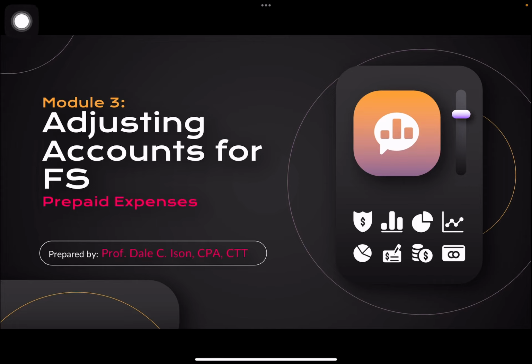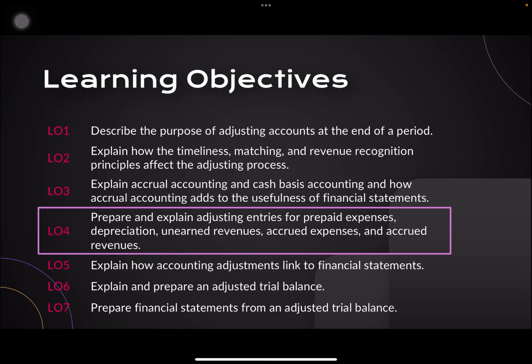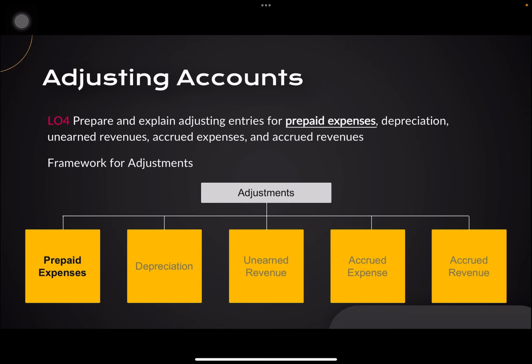For this session, we will be talking about adjusting entries for financial statements, specifically prepaid expenses. So we would like to explain and prepare the adjusting entries for this topic, for this video about prepaid expenses. Let's define first what are the types of adjusting entries that are relevant for our financial statements. So you would have 5 adjusting entries, namely prepaid expenses, depreciation, unearned revenue, accrued expense, and accrued revenue.